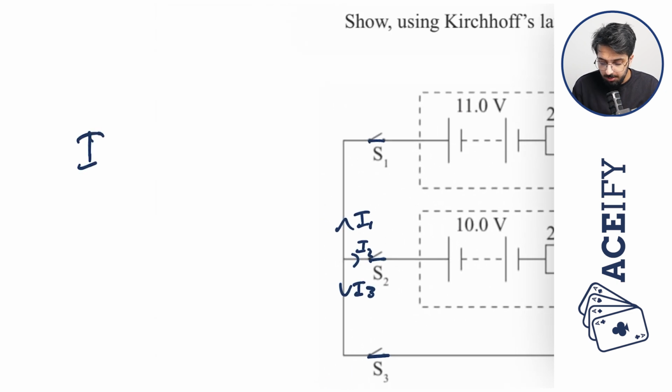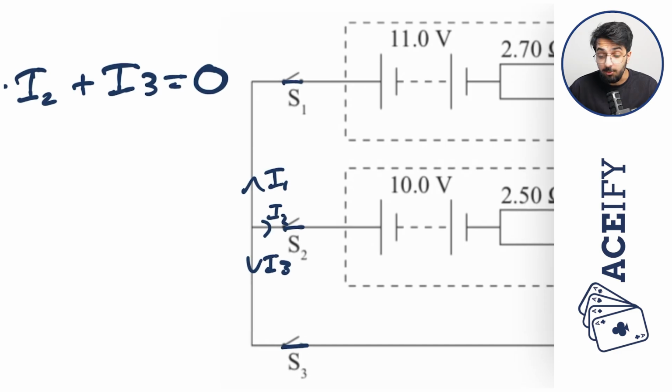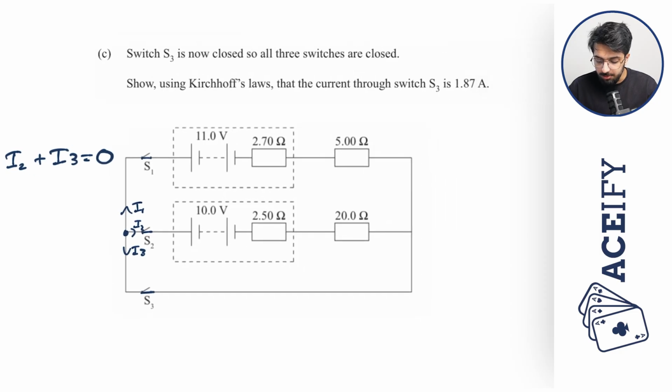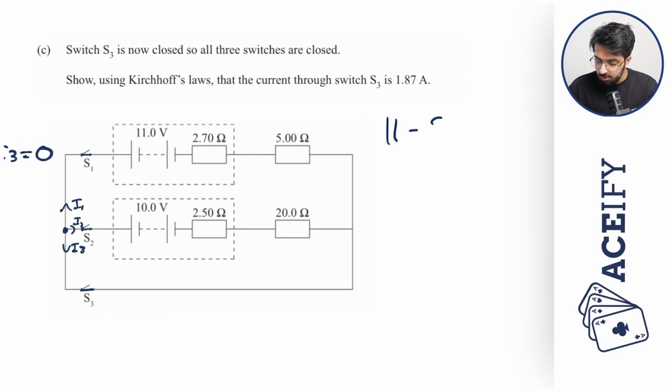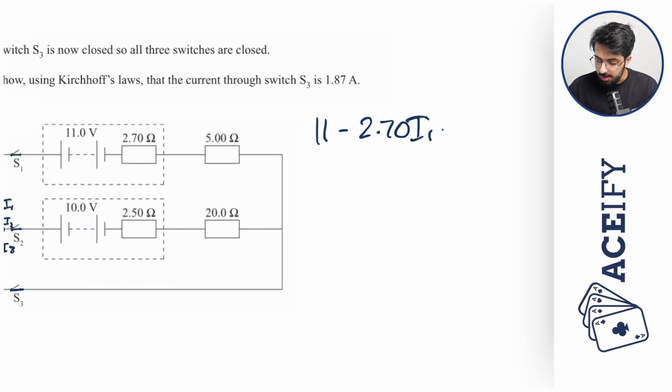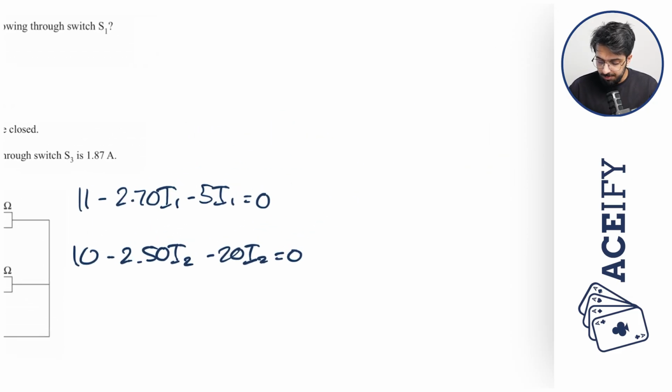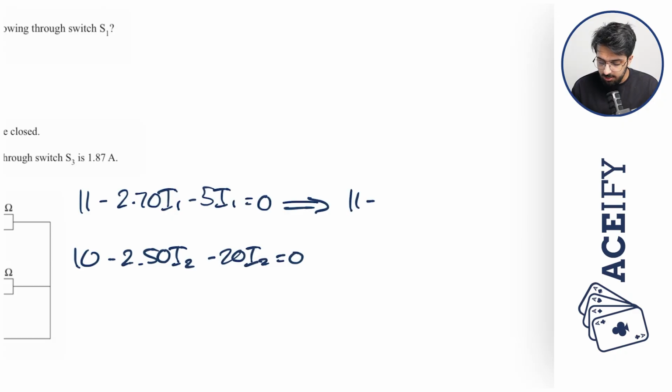And we know that I1 plus I2 plus I3 are equal to 0 because the algebraic sum of all currents leaving a node is equal to 0, okay? And so using Kirchhoff's voltage law in terms of I1, we get 11 minus 2.7 I1 minus 5 I1, and that's all equal to 0. And then doing the same for I2, we get 10 minus 2.5 I2 minus 20 I2, and that's all equal to 0.